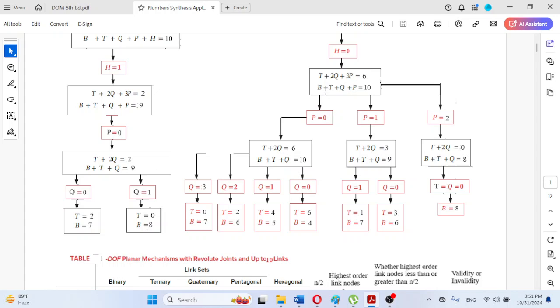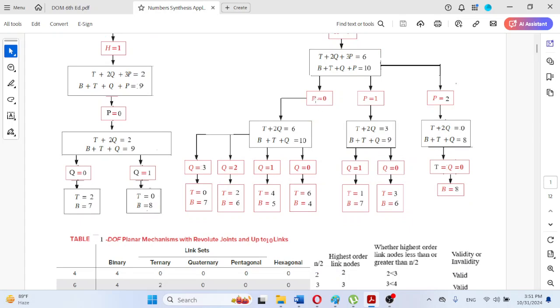So in this way, if p is equal to 0 in this equation, this set of equations will be reduced to t plus 2q is equal to 6, and the lower equation will become b plus t plus q is equal to 10. So here again we first solve for the p is equal to 0 case. So t plus 2q is equal to 6, that means the quaternary link in this set of equations can assume these four values, 0, 1, 2 and 3, because all these values are possible.